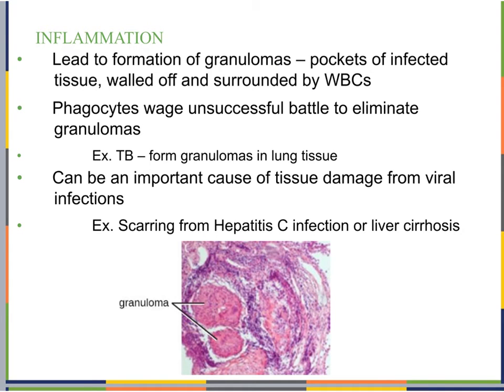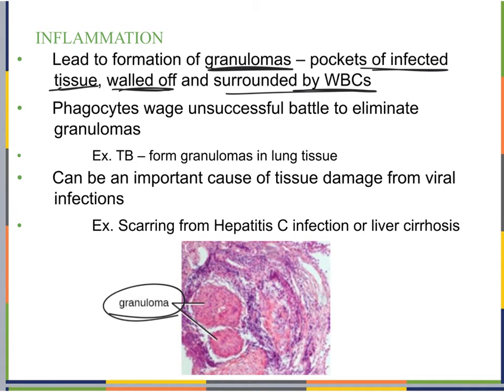When we do have this chronic inflammation, sometimes this can lead to the formation of what are called granulomas. So you can see in the image down here, these are granulomas, and these are pockets of infected tissue, and they get walled off and surrounded by white blood cells. So when the white blood cells are trying to fight off a bacteria, then we can actually have these pockets of tissue that have lots and lots of infection happening. So they have lots of bacteria that are reproducing in that area. And then they end up being walled off by these white blood cells.